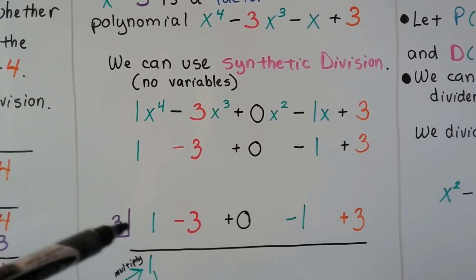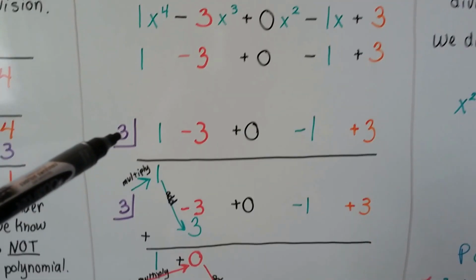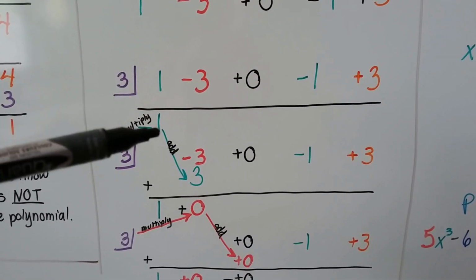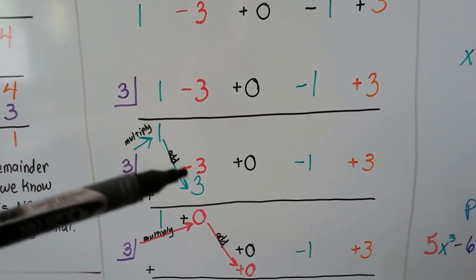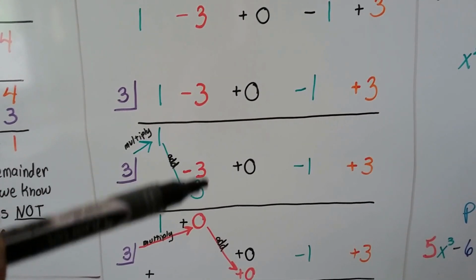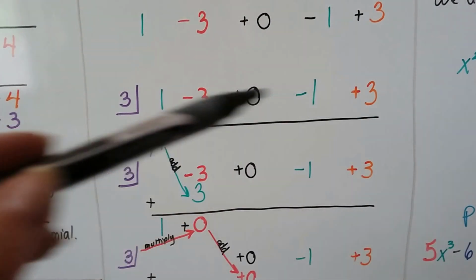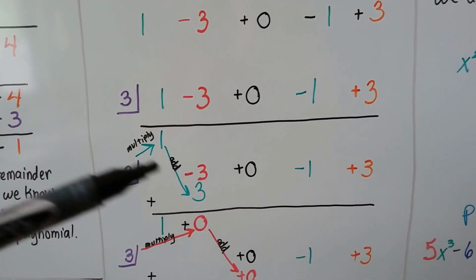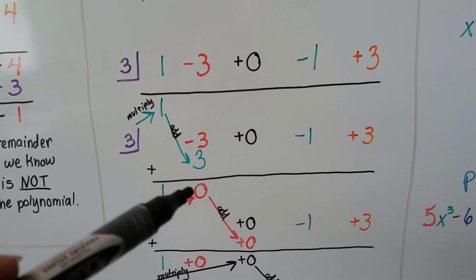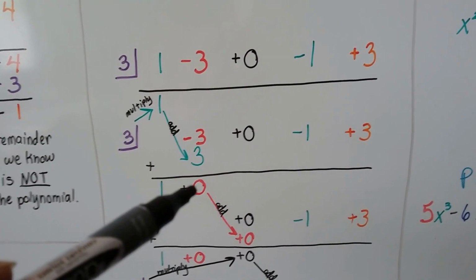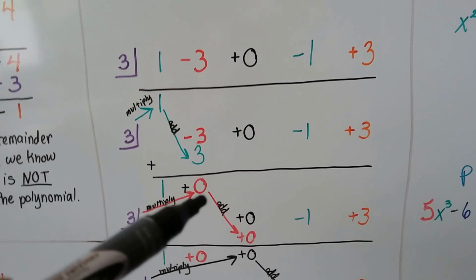We have no variables, so we're just going to see how many times 3 can go into this. What we do is we drop down our 1, and we say 3 times that 1 is 3, and we add it to this one. So see how we've got them all written here without the variables? So now, negative 3 plus 3 is a 0. Now we've got a 1 and a 0 so far for our quotient.